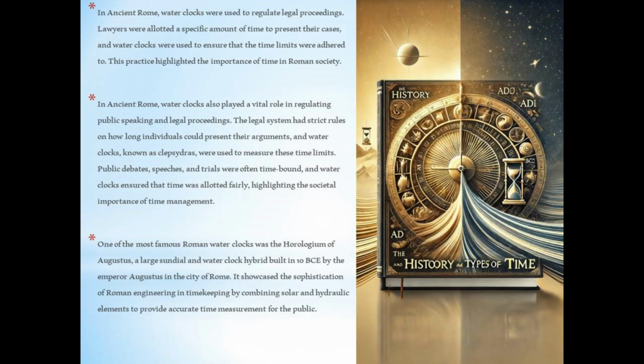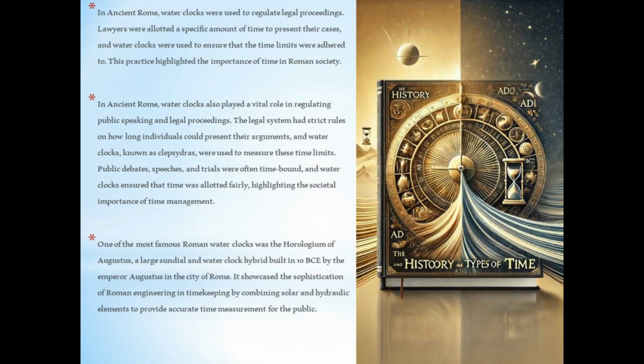In ancient Rome, water clocks also played a vital role in regulating public speaking and legal proceedings. The legal system had strict rules on how long individuals could present their arguments, and water clocks, known as clepsydras, were used to measure these time limits. Public debates, speeches, and trials were often time-bound, and water clocks ensured that time was allotted fairly, highlighting the societal importance of time management.